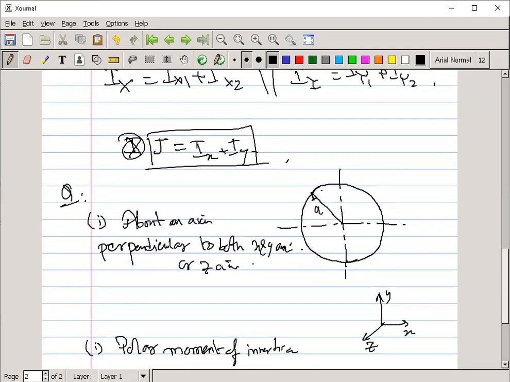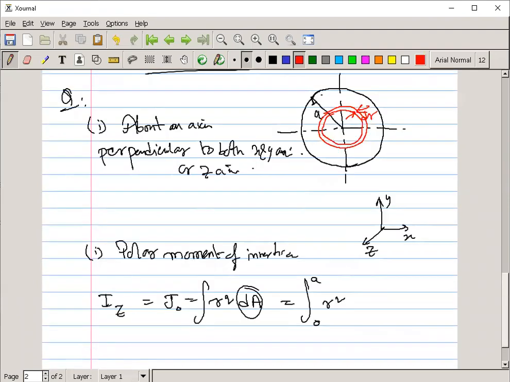A small elementary stripe we have to take. So we have to take a small elementary stripe if we consider this one, of thickness, if we say it is dr. This is the thickness, consider this as a dr. So what we can write, the area of that elementary stripe, dA, is 2 pi r into dr.